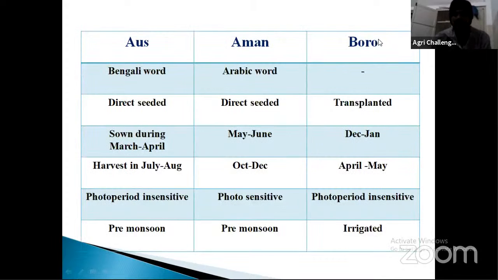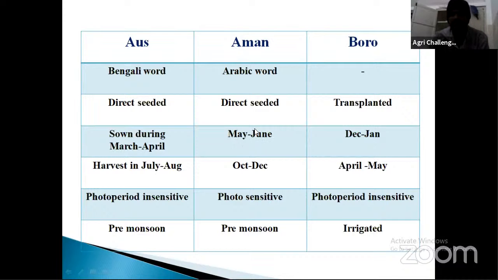Here we can see the difference between As, Aman and Boro. As is a Bengali word meaning early, and Aman is an Arabic word. Both As and Aman rice are direct seeded, and Boro rice is transplanted rice. The As rice is sown during March and April and harvested during July and August.